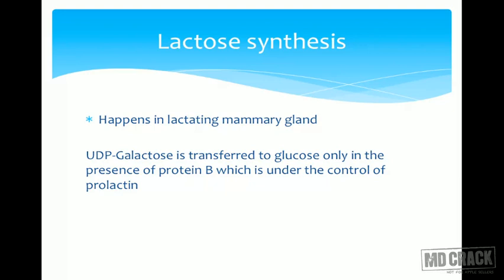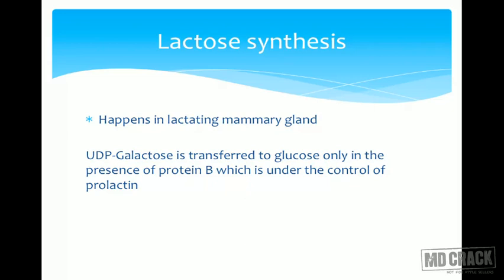What is happening during lactation? During lactation, lactose has to be synthesized. So that means UDP galactose has to be transferred to glucose. Normally this does not happen. So how is this transferase modified? That enzyme which transfers galactose to glucose, galactose to any compound, actually has a monomer initially, and that is known as protein A. It is just called galactose transferase protein A. This is present in all the tissues.